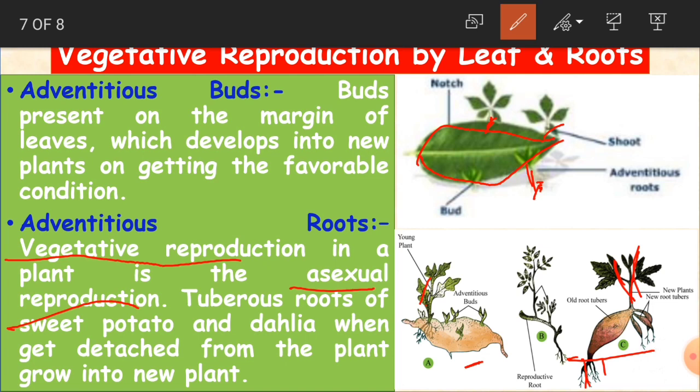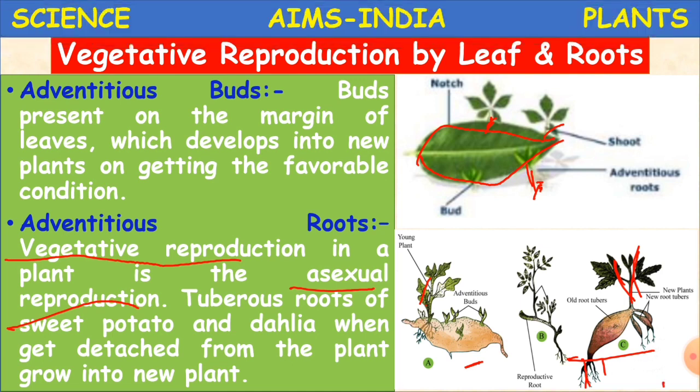Even dahlia also, children, with the beautiful flowers available in different colors. Even this plant gets reproduction in the same way. So the plant gives birth to another plant in this procedure. Clear?